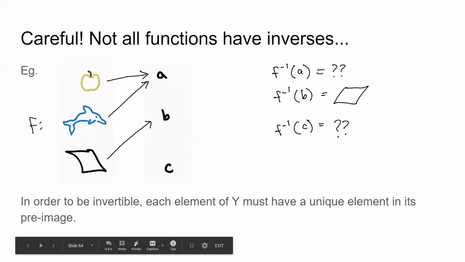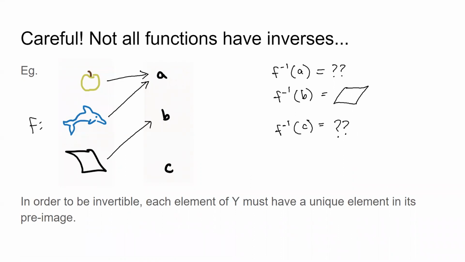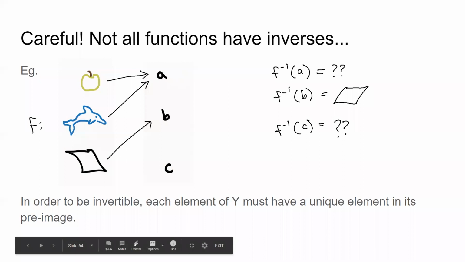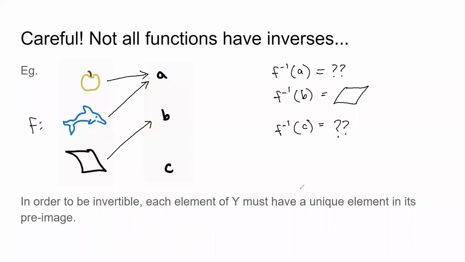In order to be invertible, each element of Y must have a unique element in its preimage. So this is shown here, right? The problematic elements were A and C because A had 2 elements in its preimage and C had no elements in its preimage. So I need each element to have one unique element in its preimage in order for the function to be invertible.